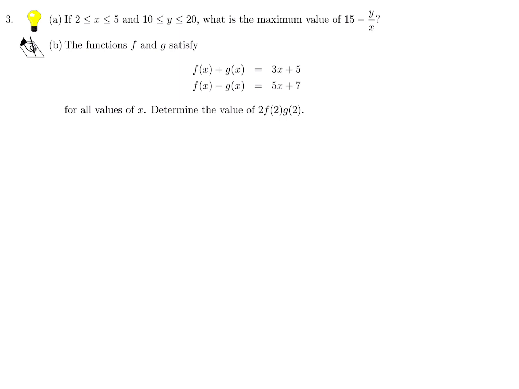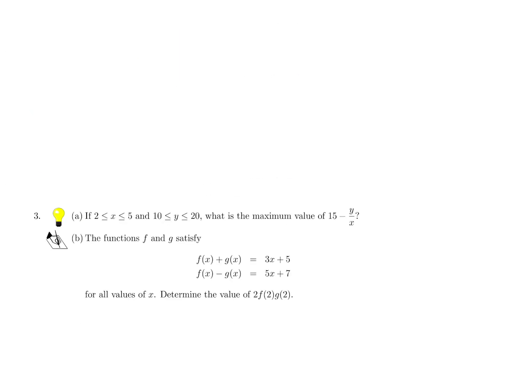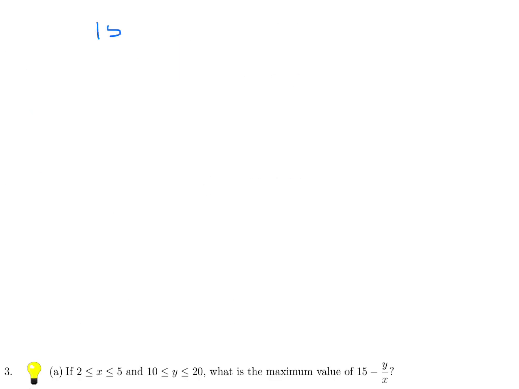If x is between 2 and 5 inclusive and y is between 10 and 20 inclusive, what is the maximum value of 15 minus y over x? 15 minus y over x is what you are trying to maximize. If you want to maximize that, you want to minimize this. So we want to minimize the value of y over x. If you want to minimize that, obviously you need to minimize y and maximize x.